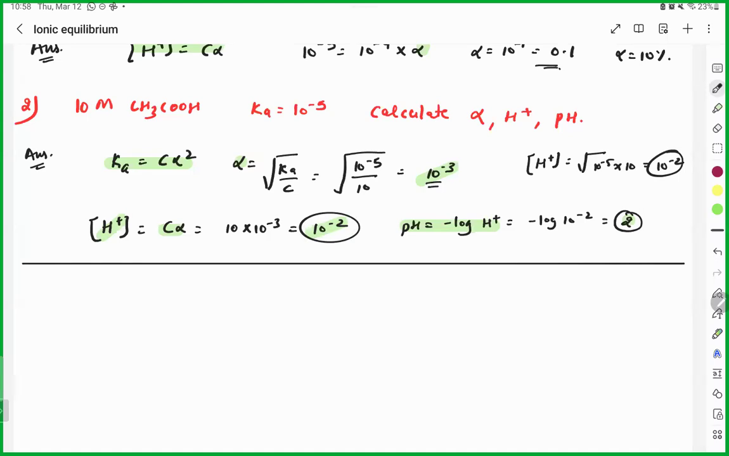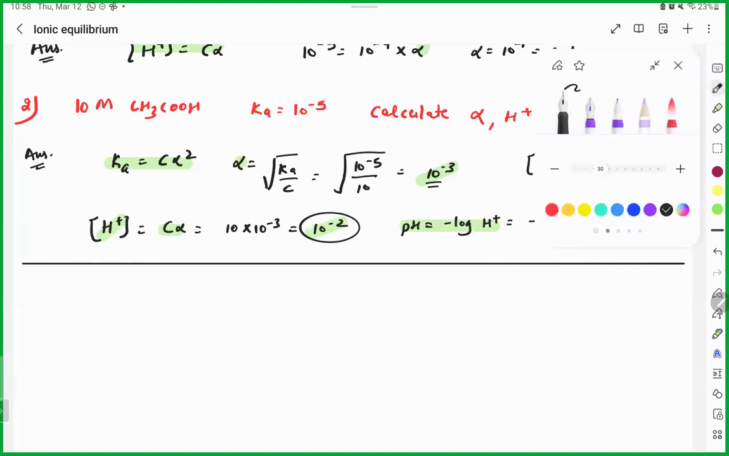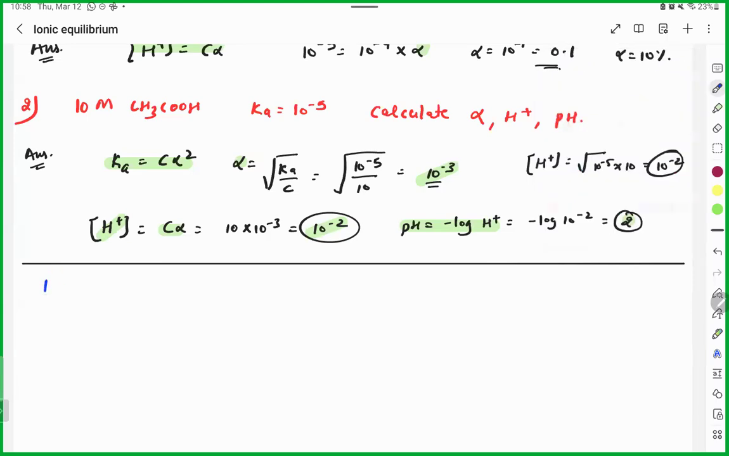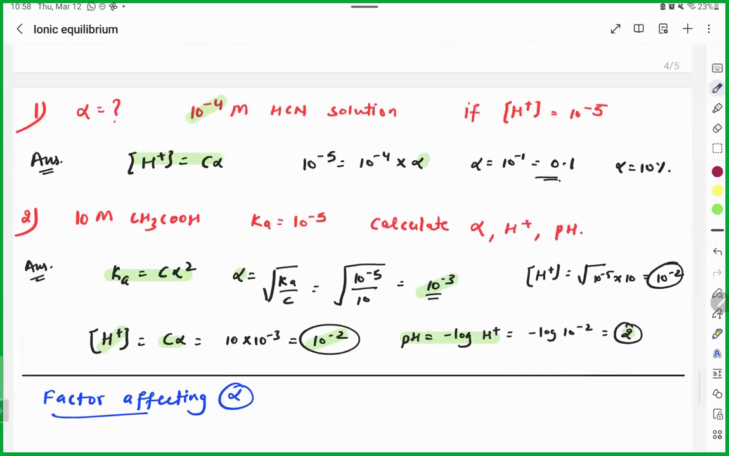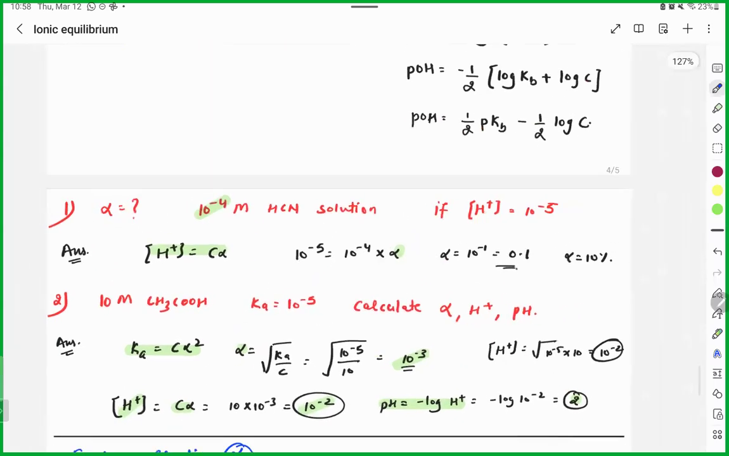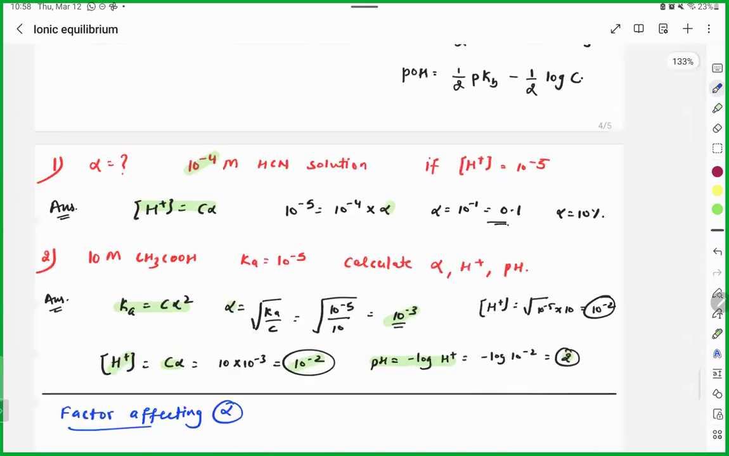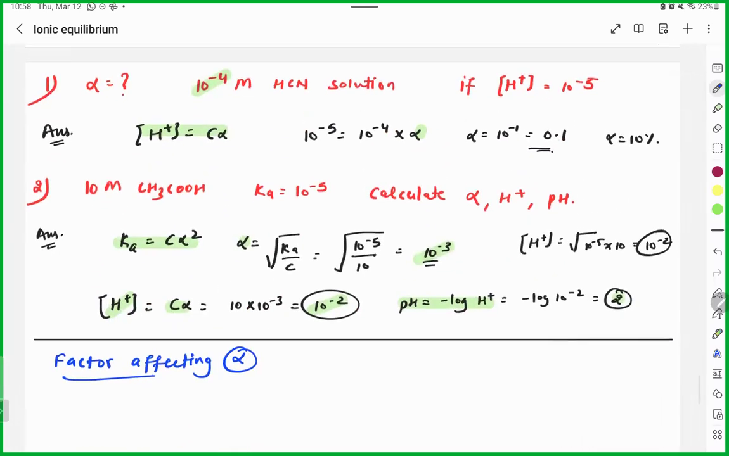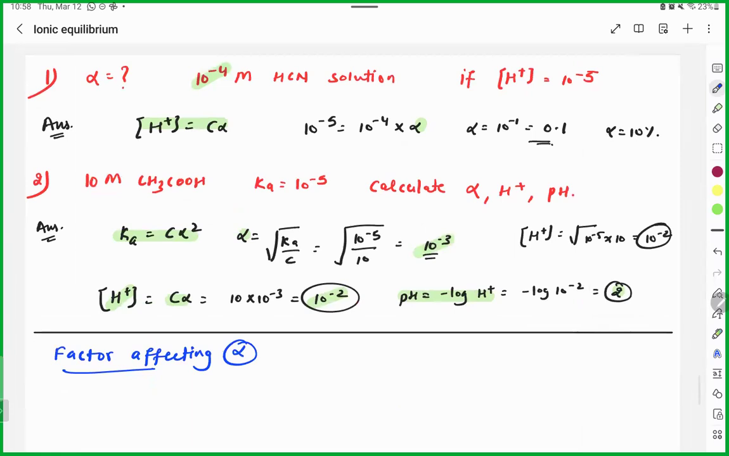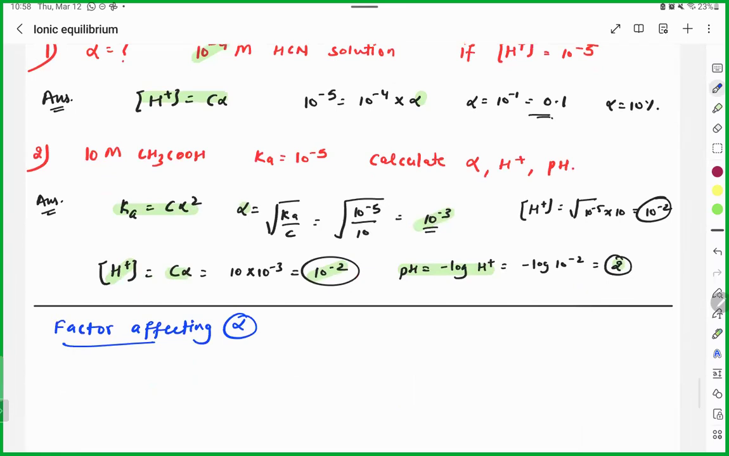Okay sir. Yes. So next is factors affecting alpha, the degree of dissociation. Sorry, sir, I'm back. Can you just show the above part? I'll just take a screenshot. Yes, we did this. Question, sir. Okay. Yes, sir. I'll do it next break or something.